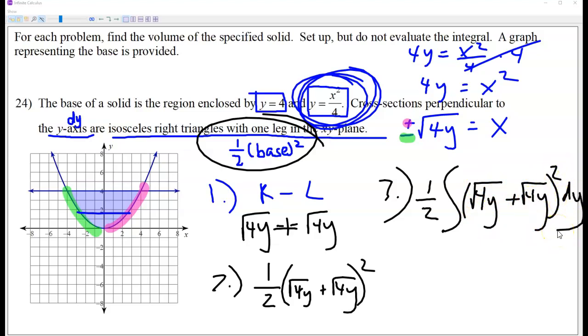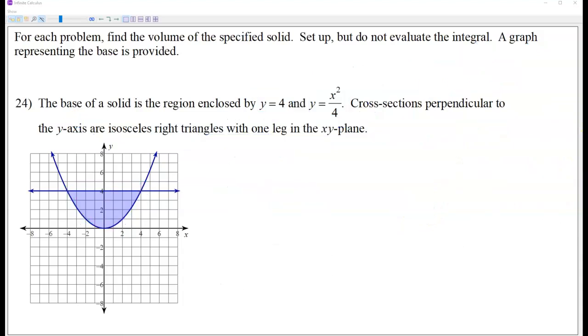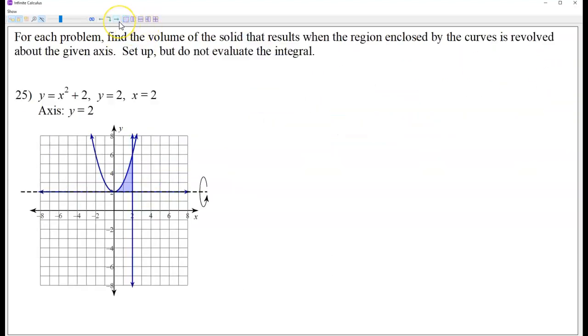And what do we integrate to and from? Well, when you're doing it with respect to y, you go from the bottom point up here to the top. So that is going to be from 0 to 4. And so that's what that particular answer would look like. Let's go ahead and move on to another question here.